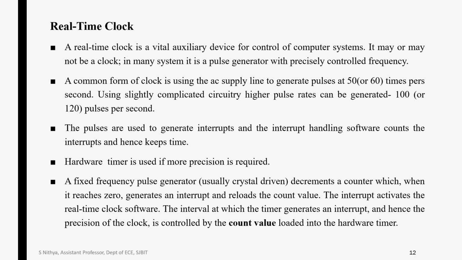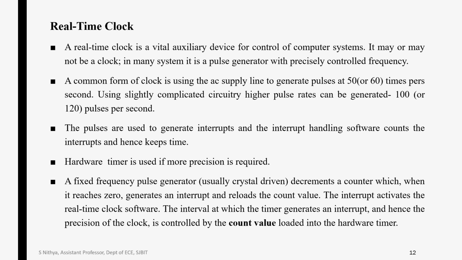So the next one is the real-time clock. The real-time clock is nothing but an auxiliary device for control of a computer system. It may or may not be a clock. In many systems it is a pulse generator with a controlled frequency. A common form of clock uses the AC supply line to generate pulses at 50 or 60 times per second. Using slightly more complicated circuitry, a higher pulse rate can be generated, such as 100 pulses per second.